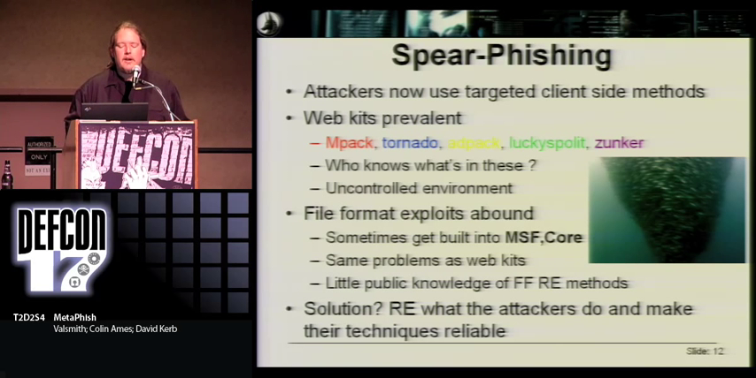The other thing is that there's a lot of file format exploits coming out, especially PDF exploits. And these are sometimes getting built into the frameworks that already exist in Metasploit or Core Impact or whatever. But a lot of them sort of have the same problems that web kits have, in the sense that it's not really well understood what's in them. A lot of times they just pop up a blank PDF that crashes. It's hard to target those. And there's not a lot of knowledge out there about reverse engineering file formats.